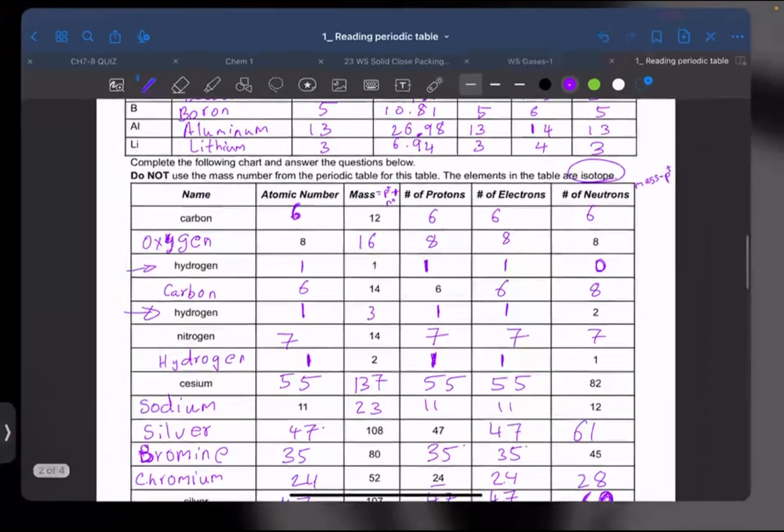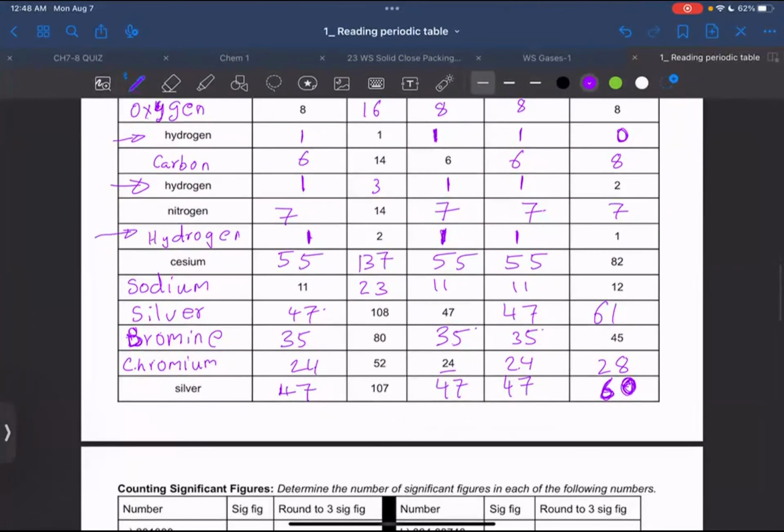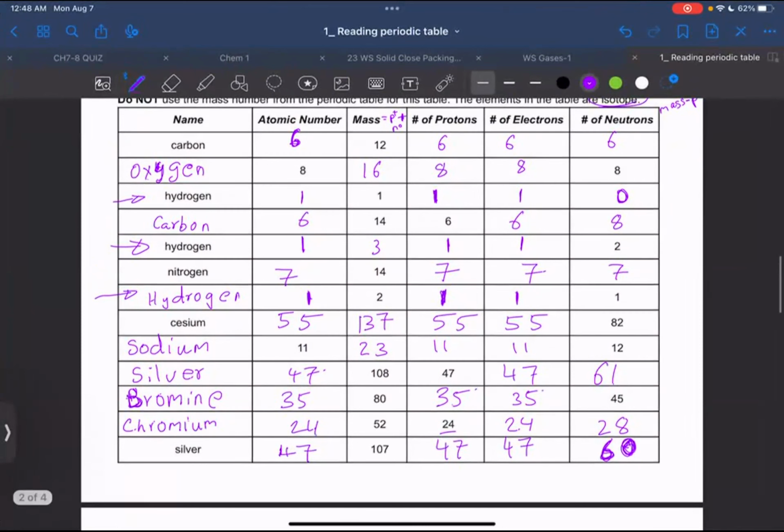So you can see that there are a few isotopes. Like I said, there are 3 hydrogen isotopes going on here. There is an isotope of carbon. There's an isotope of silver. This is different from the silver. Right, so there are some isotopes in here.